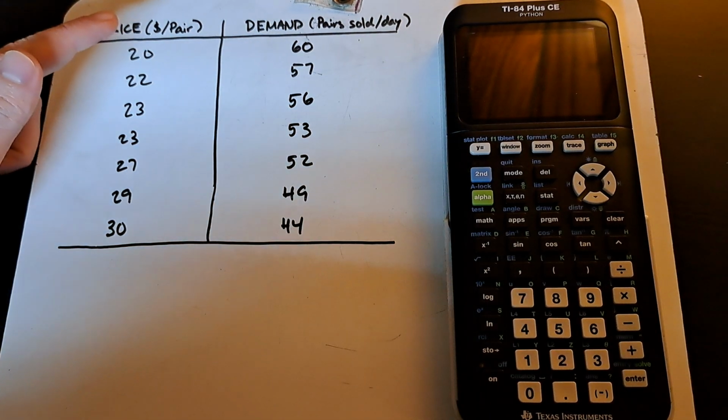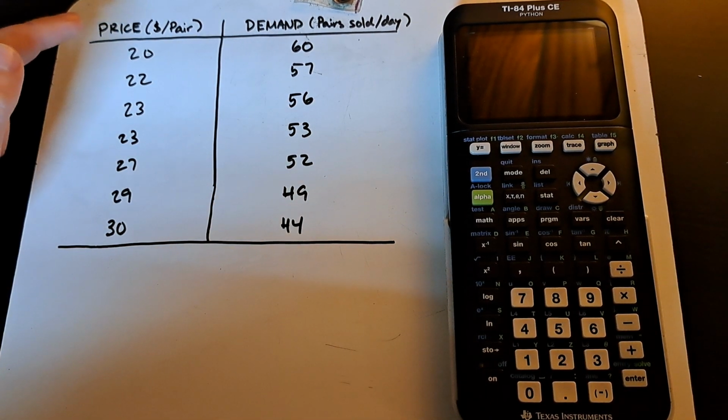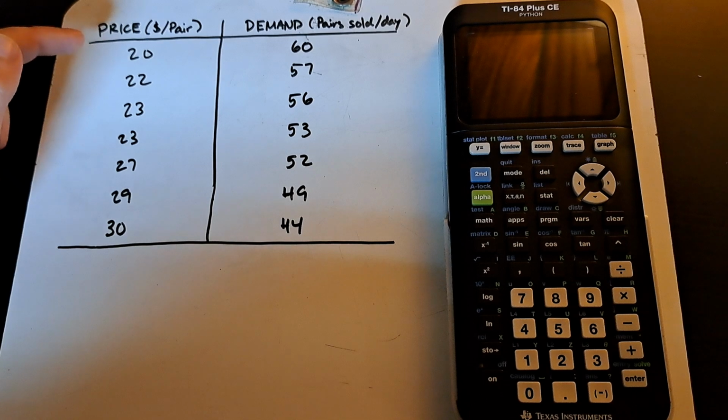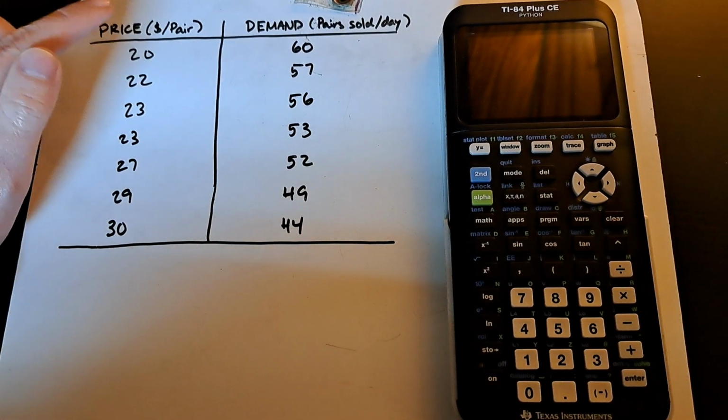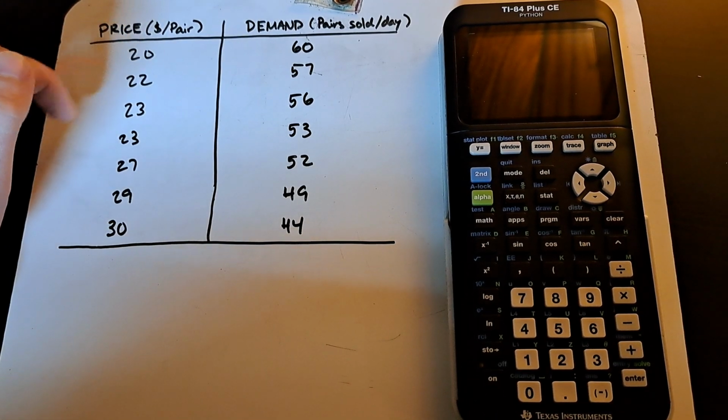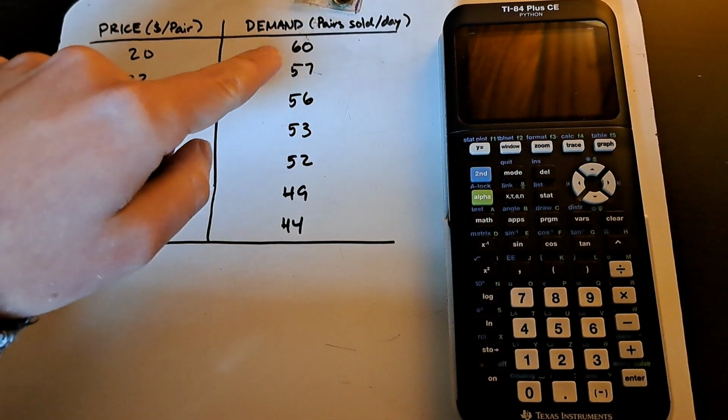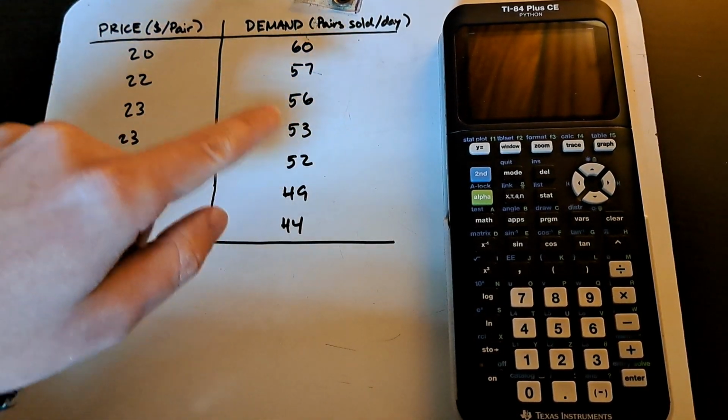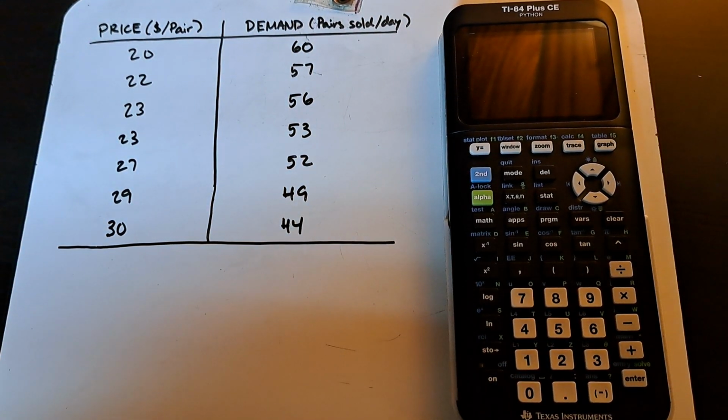And so as usual, whenever you're looking at any sort of table or data, you want to identify the independent variable. What is the input? What is going in? So that would be the price. And then what is coming out of this? What are we looking for out of this problem? So this is the demand.